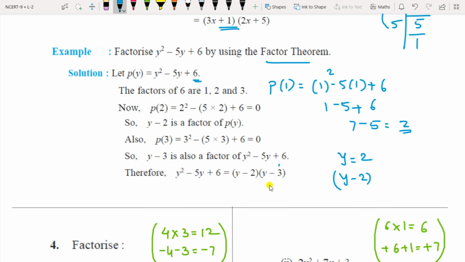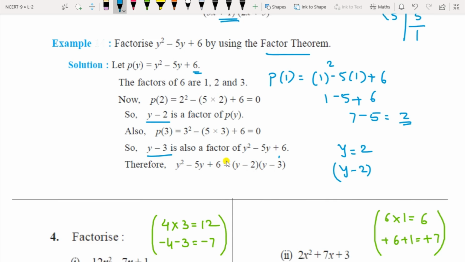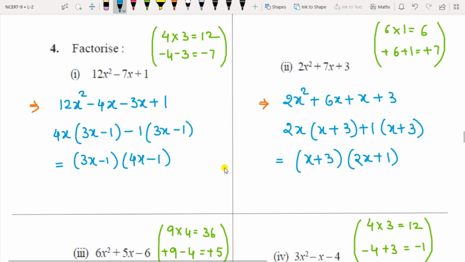So the two factors are y minus 2 and y minus 3. These two are the factors of y square minus 5y plus 6. So this is the second method. But here in question number 4, we are going to use the splitting method, the splitting of the middle term method.